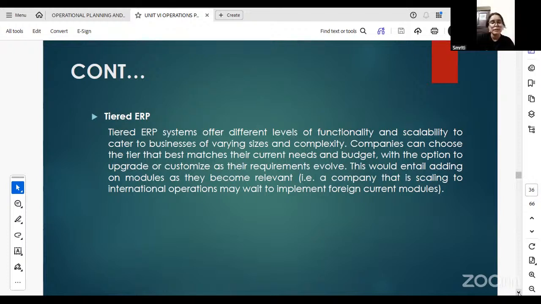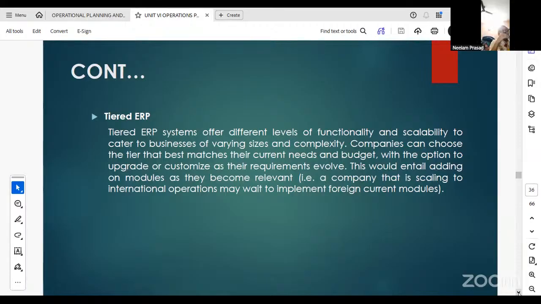Tiered ERP. Tiered ERP systems offer different levels of functionality and scalability to cater to businesses of varying sizes and complexities. Companies can choose the tier that best matches their current needs and budget, with the option to upgrade or customize as their requirements evolve. This would entail adding on modules as they become relevant. That is, a company that is scaling to international operations may wait to implement foreign currency modules.